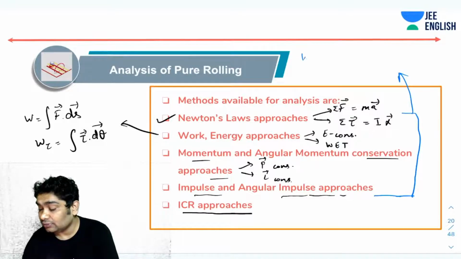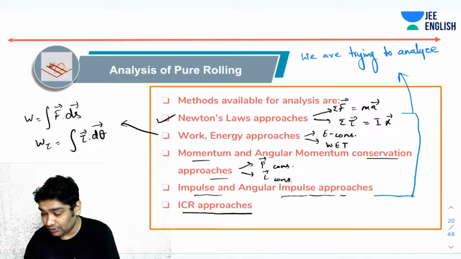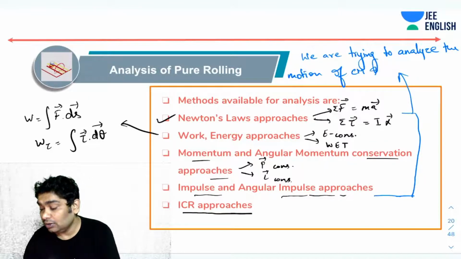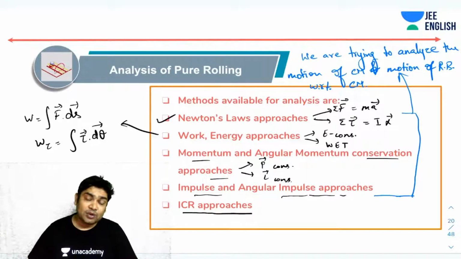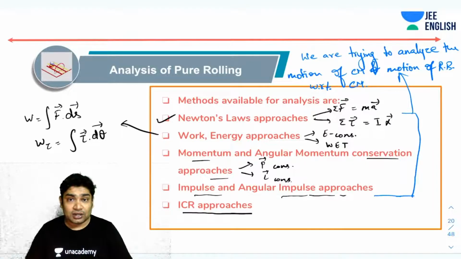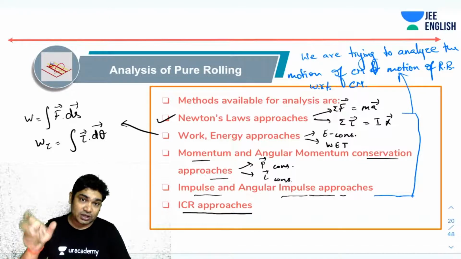So we are trying to analyze the motion of the CM and the motion of rigid bodies with respect to the CM. Correct? In all these approaches, that is what we are going to try to do. As I said, every time you are analyzing any general motion, this is the general approach: that motion can be broken into two categories. One, motion of the CM, translation of the CM, and then pure rotation about the CM.